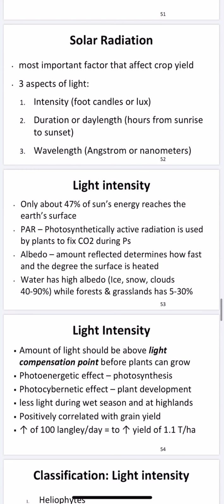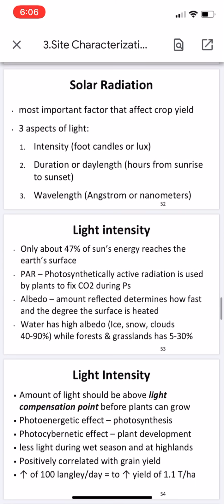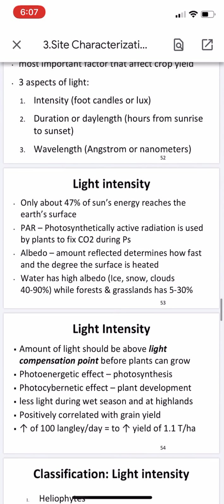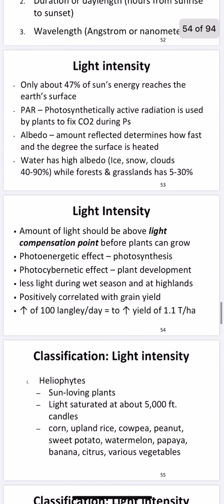So another factor is solar radiation. It's the most important factor that affects crop yield. And it has three aspects of light. We call it the intensity, which is measured in foot candles or lux, and the duration or day length, which are the hours from sunrise to sunset, and wavelength measured in angstrom or nanometers. So let's talk about light intensity.